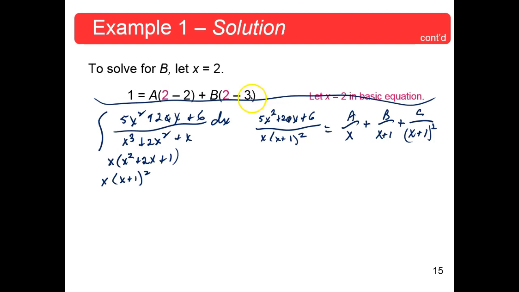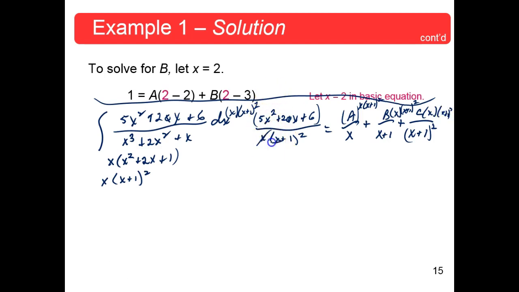Okay. And then what do you do now? Help me. Okay, we're going to multiply everything by x times x plus 1 squared, on the left-hand side and on the right-hand side. X times x plus 1 squared.